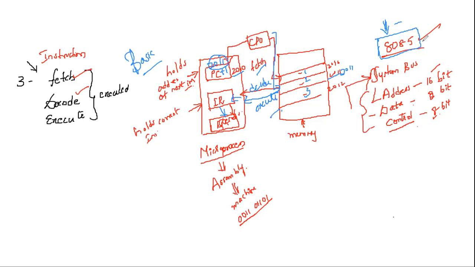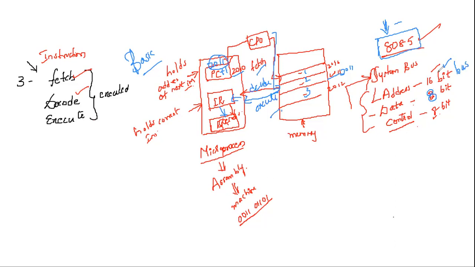In this 8085 we have a 16-bit address bus, an 8-bit data bus, and an 8-bit control bus. This is how we have the address bus, data bus, and control bus.